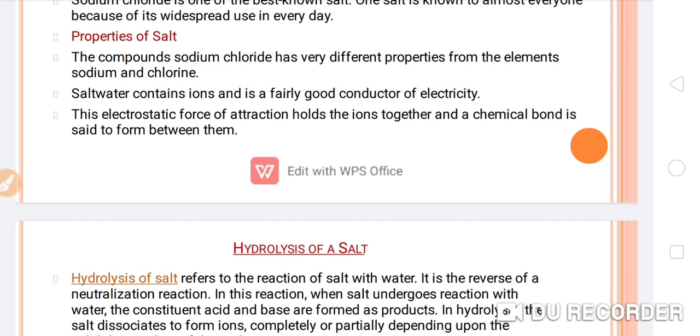solution of the salt. The electrostatic force of attraction means the force of attraction by which the ions are held to each other. So this electrostatic force of attraction holds the ions together, and a chemical bond is said to form between them, that is known as the electrostatic force of attraction. Okay, and this is the attraction between charged bodies, you can say. Both having charges and both having an attraction force, and this attraction force is known as the electrostatic force of attraction.